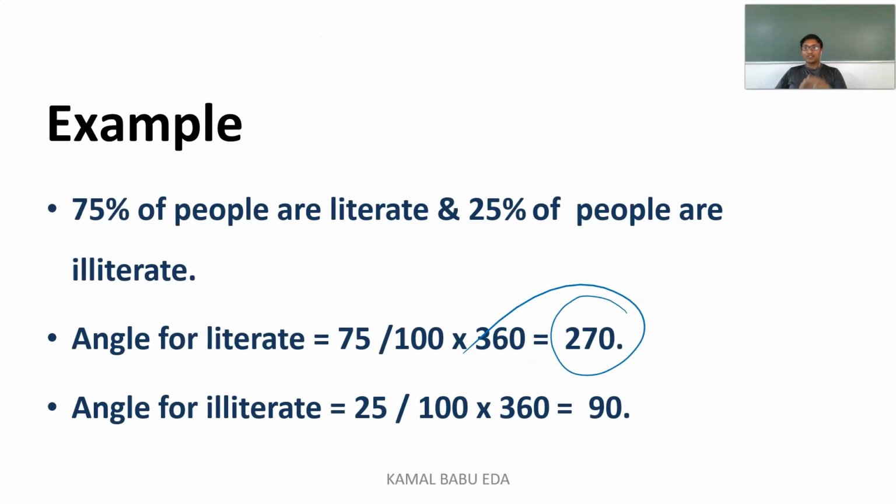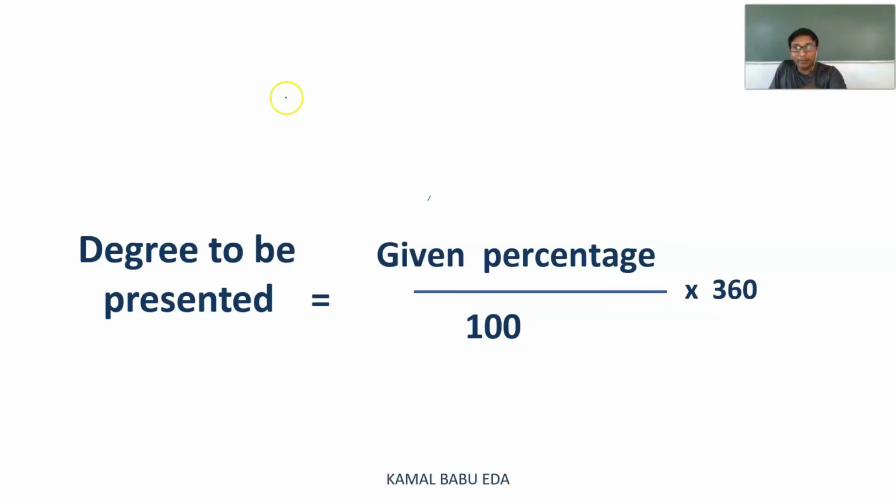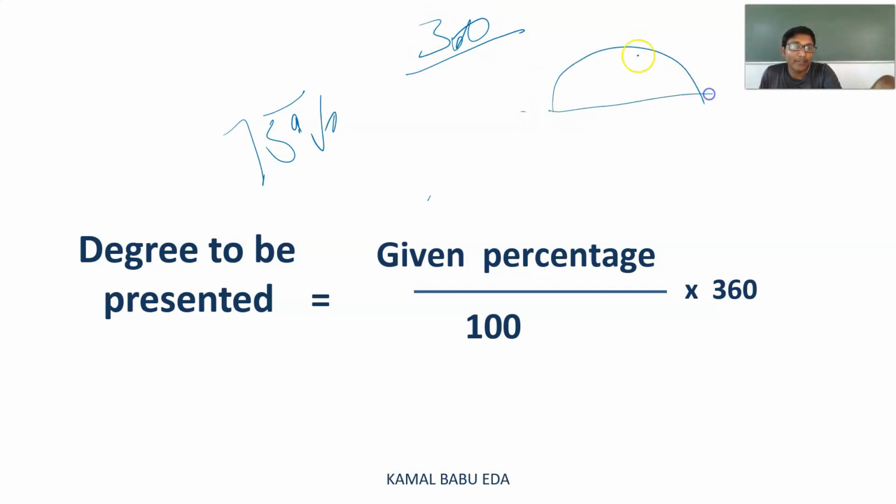I think you understood how to calculate this. For example, if the number of persons who are educated is 75%, the total degree is 360, so it is represented in 360. We are taking a compass here. This is 90 degrees. In such a way, we will have the degree angles. Like this, we have the angles in a compass.